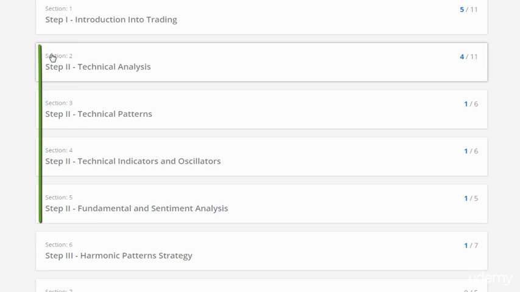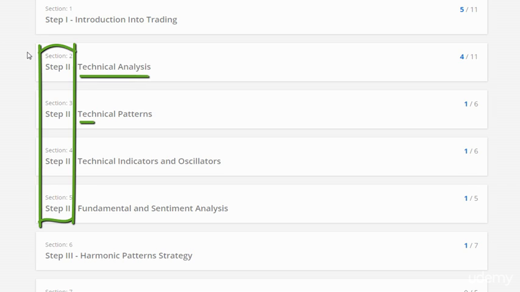Step 2 has 4 sections, of which 3 are dedicated to the technical analysis. Why do we pay so much attention to the technical analysis? Well, because it is used by almost all professional traders on the stock exchange, and it is impossible to do a serious analysis of any financial instrument without using tools of technical analysis.